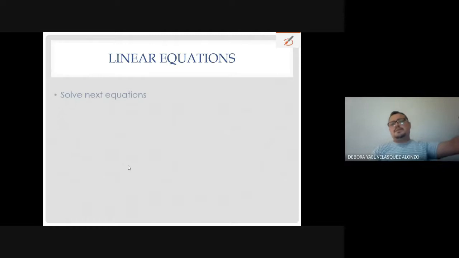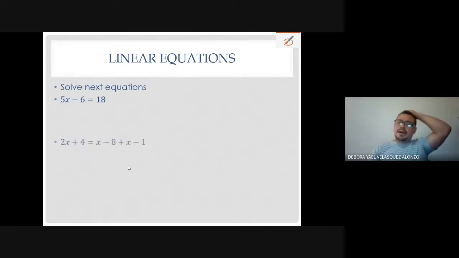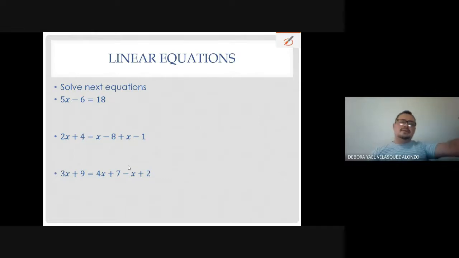Okay, so here I have some other kinds of equations that we work with, and let's see what happens with these ones. For example, 5x minus 6 equals 18. It's something that we can solve very quickly, passing the negative 6 to the other side if you want, or adding 6 to both sides. I'm going to respect your decision to work with the translation of terms to the other side. So in this case we will be passing it to the other side.